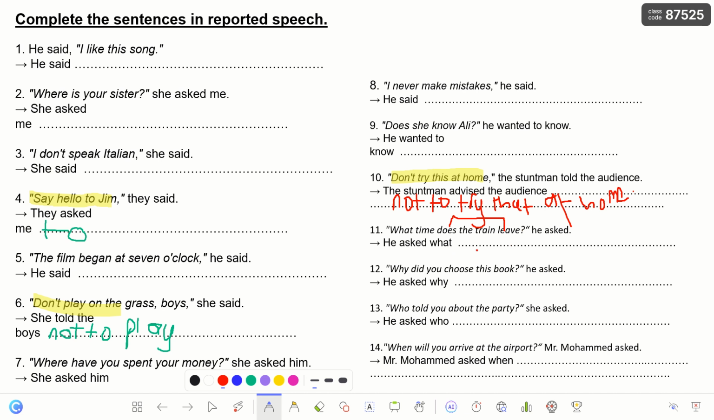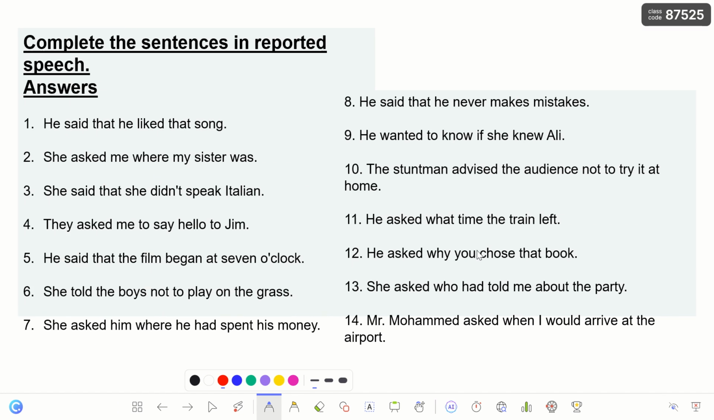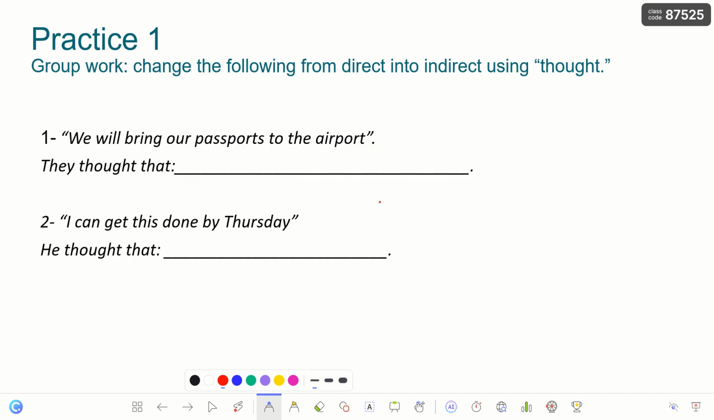This is present, I shifted to past. Anyway, here you have the model answer. Let's check the sentences that I focused on. They asked me to say hello to Jam. She told the boys not to play on the grass. Advised the audience not to try that at home. Okay, just please make sure that you cover all these details by yourself. And if you have any question, I'm very glad to answer yours.